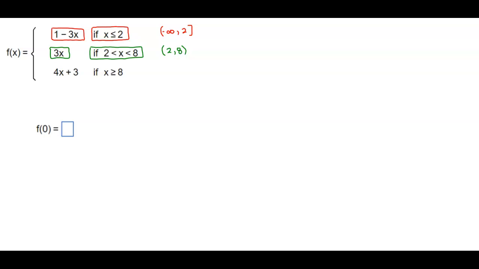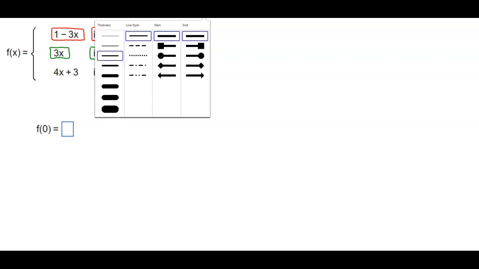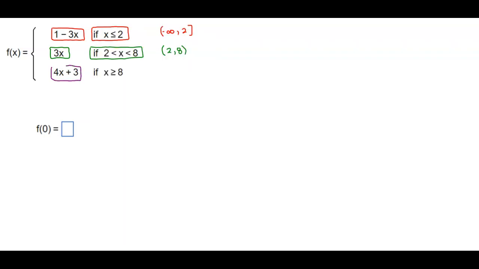And then the last function, we have f of x equals 4x plus 3. And the restriction on that is if x is greater than or equal to 8. So that means we have bracket 8, comma, infinity. So when we take a look at f of 0, that means that we need to find out 0 is the value of x, that is the input. So where does 0 lie in this particular restriction? Well, 0 is less than or equal to 2, and it's not in the second or the third function. So that means the first function is what we are going to use.